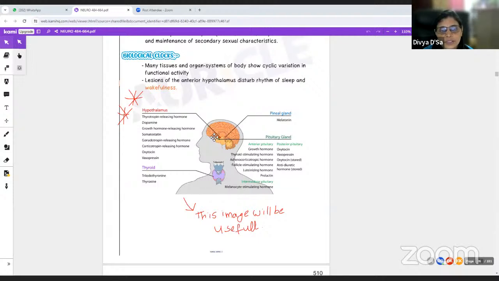Okay, so this is where all the organs are situated and what hormones are secreted, so as to have a pictorial representation of that thyroid gland. Then we have the hypothalamus producing all the hormones. Here we have, below that, the pituitary gland, which has these hormones, and the pineal gland, which is producing the melatonin.